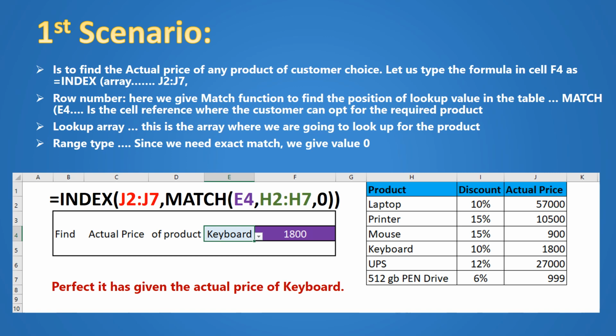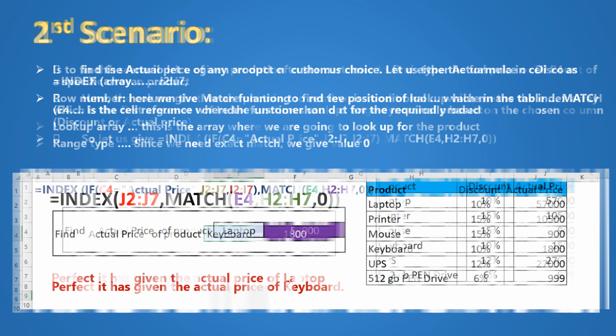Let us type the formula in cell F4 as equals to INDEX, bracket open, array J2 to J7, comma, row number. Here we give the match function to find the position of the lookup value in the table, which is MATCH, bracket open, E4, the cell reference where the customer can opt for the required product, comma, lookup array. This is the array where we are going to look up for the product, H2 to H7.